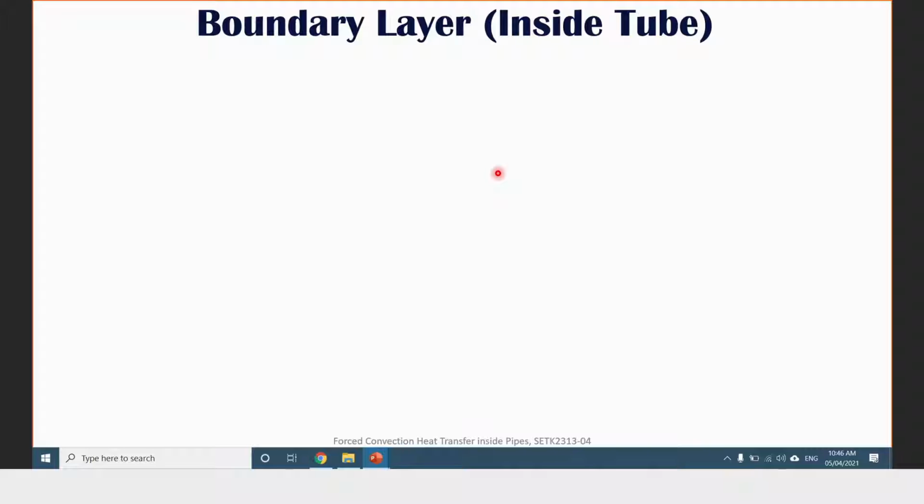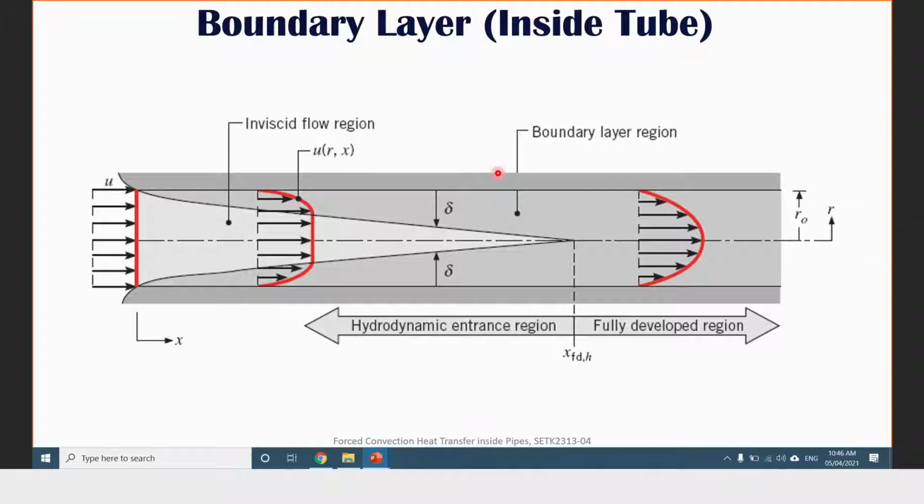So what about inside of a tube? How does this translate into tubes? Because in the industry, if we have the flow of oil, for example, it usually flows inside tubes, not on flat plates. So tubes would be more applicable for us to know as engineers. Inside the tube, we have the fluid going in at a uniform velocity. So let's talk about velocity first, okay?